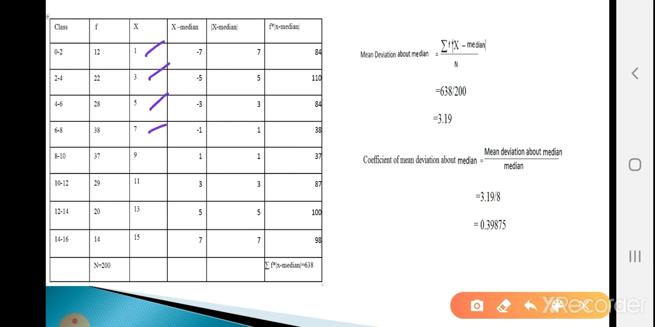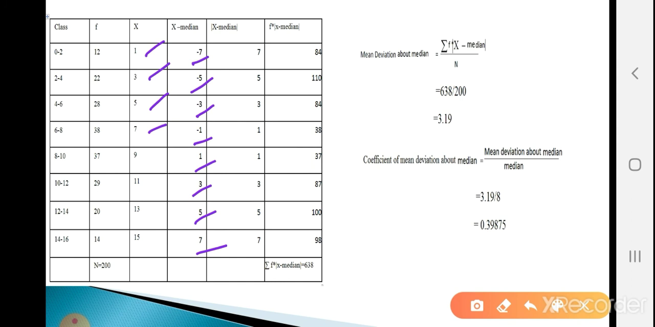So subtract 8 from each value of x. So first value of x is 1. So 1 minus 8, that is minus 7. Then 3 minus 8, that is minus 5. 5 minus 8, that is minus 3. 7 minus 8, that is minus 1. Then 9 minus 8, 1. 11 minus 8, that is 3. 13 minus 8, that is 5. And 15 minus 8, that is 7.